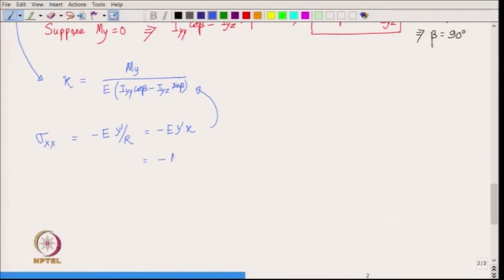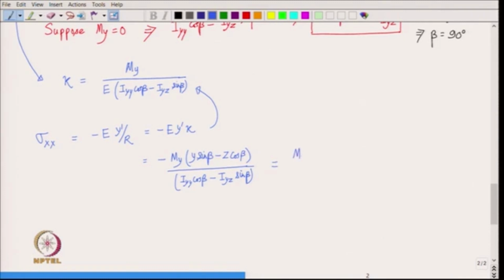minus m y into y sin beta minus z cosine beta divided by I y y cosine beta minus I y z sin beta. All right. If we also plug in beta in this formula, then our final result looks as follows.